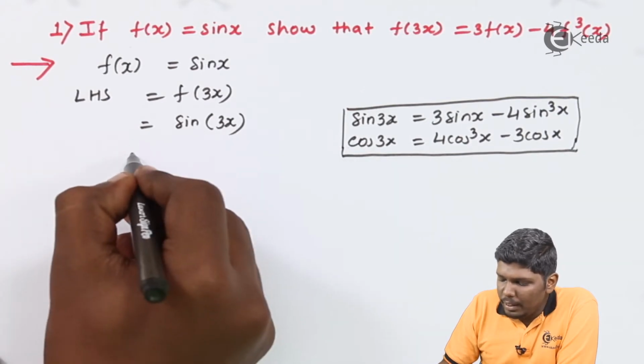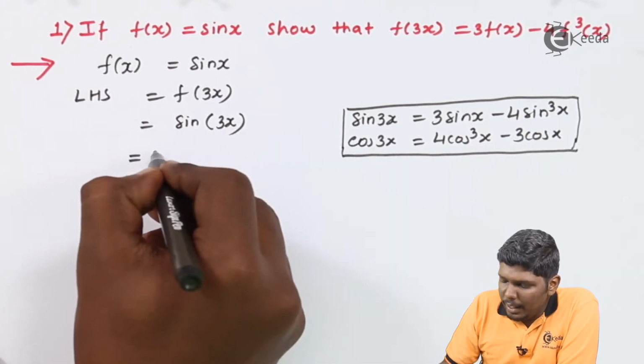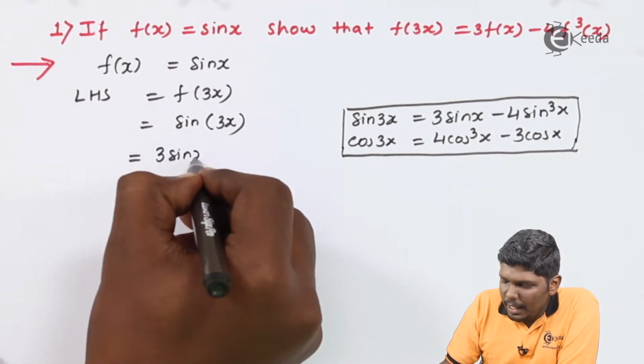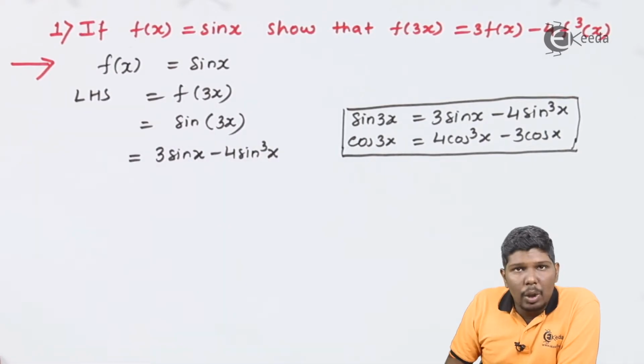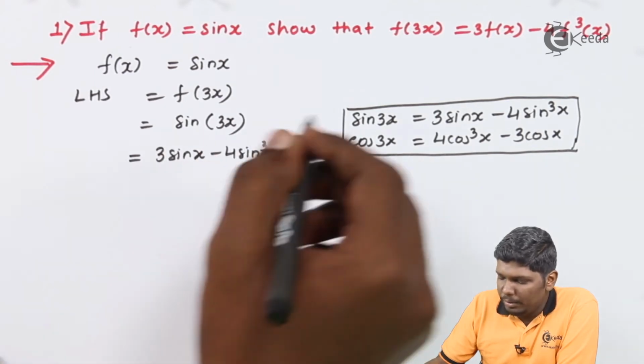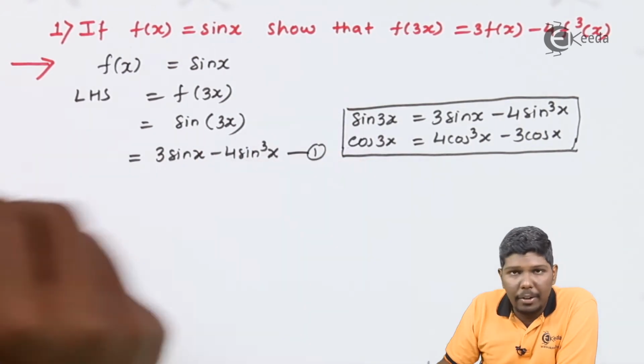So let us start with the sin 3x. Sin 3x we can write as 3 sin x minus 4 sin cube x. So this is the LHS part which we have solved. We can take it as equation number 1.